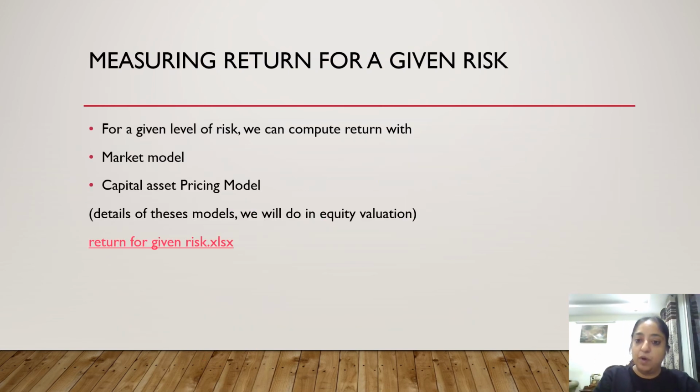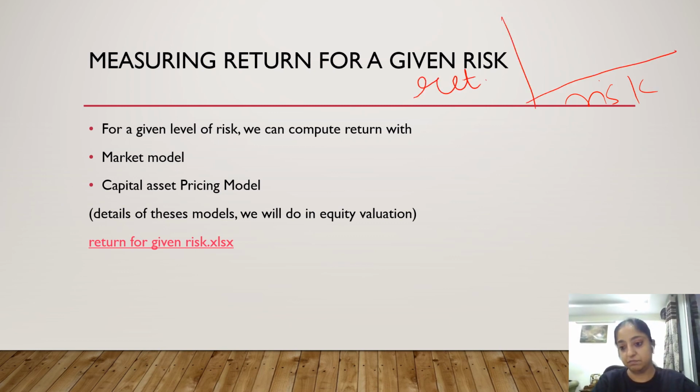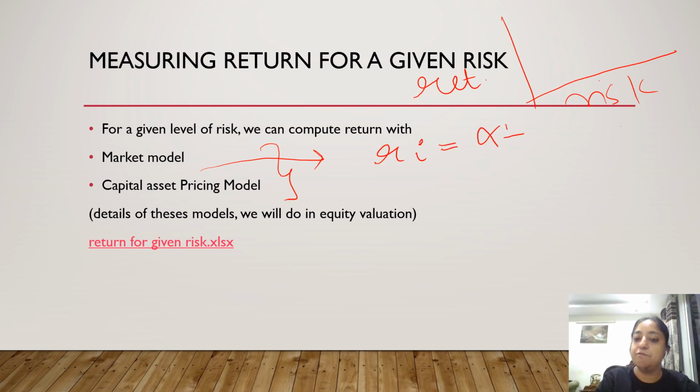Now, given a risk, what is going to be the return? Because that is my objective. If I am taking 5% risk, how much return should I expect? We have two models which define the relationship between risk and return. The first one is the market model. Market model is very simple. It doesn't assume any risk-free asset. It says Ri is equal to alpha plus beta times Rm.